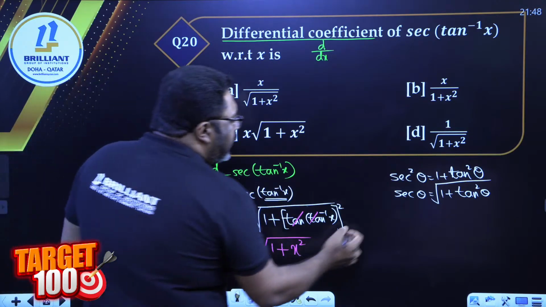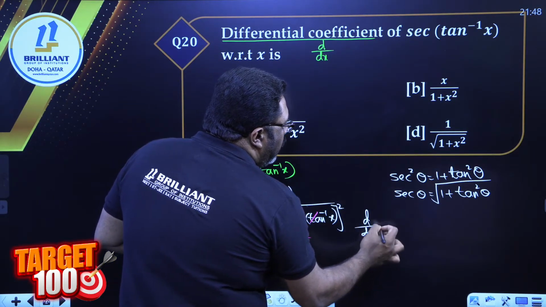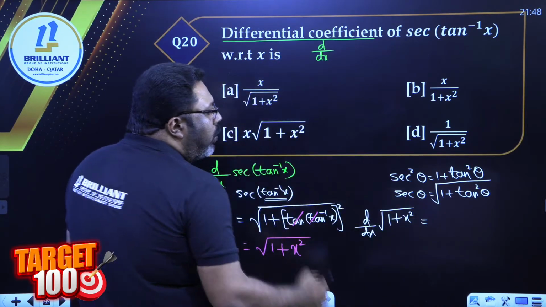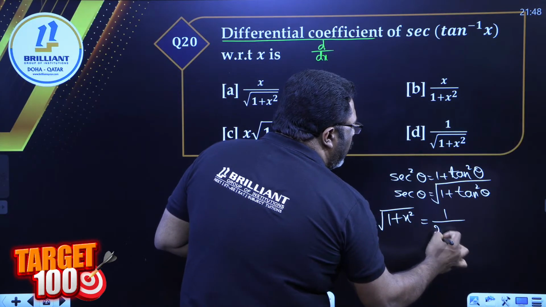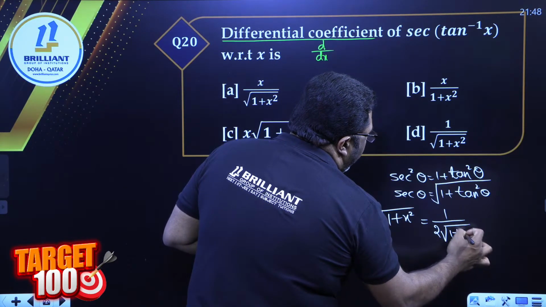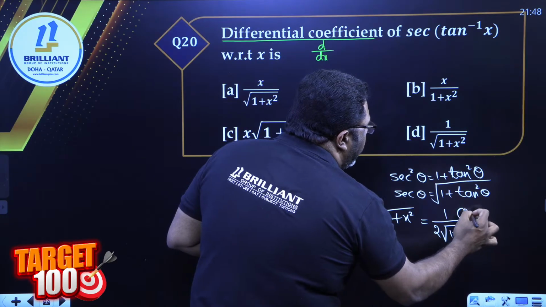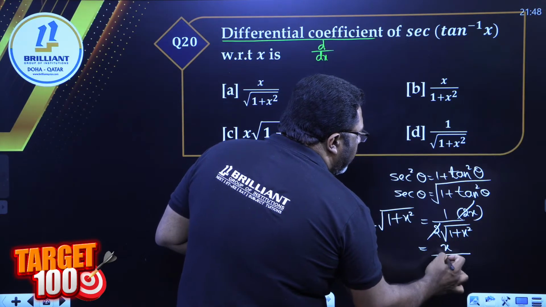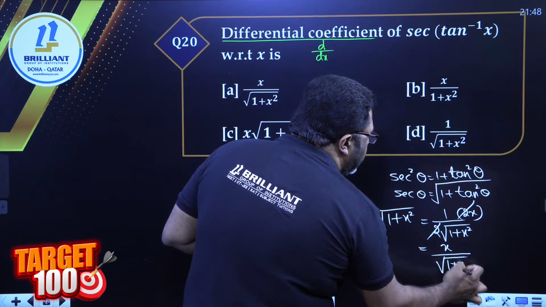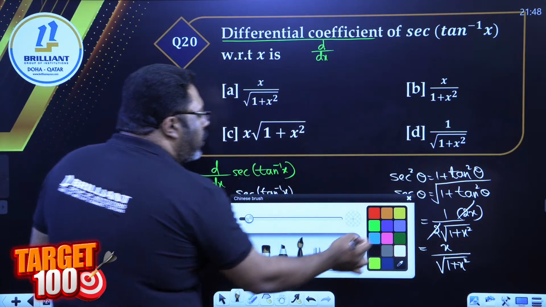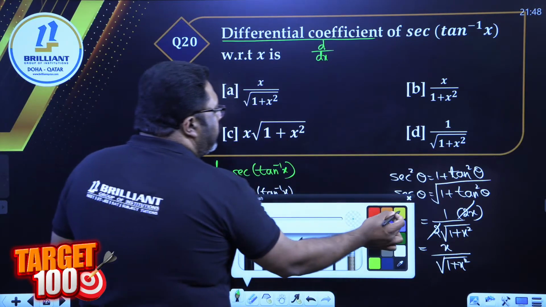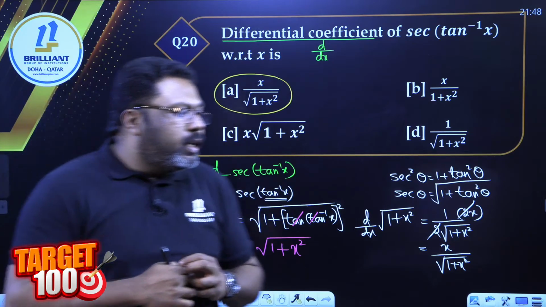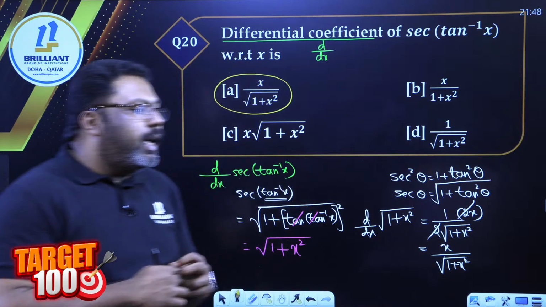So the idea is, what is the derivative of root 1 plus x squared? Derivative of root 1 plus x squared is 1 by 2 root 1 plus x squared, and the derivative of 1 plus x squared is 2x. Get rid of 2 and 2, your answer is x by root of 1 plus x squared. X by root of 1 plus x squared, option A. Right answer coming from Fahad, Prapti, Hafiz and Nitin.